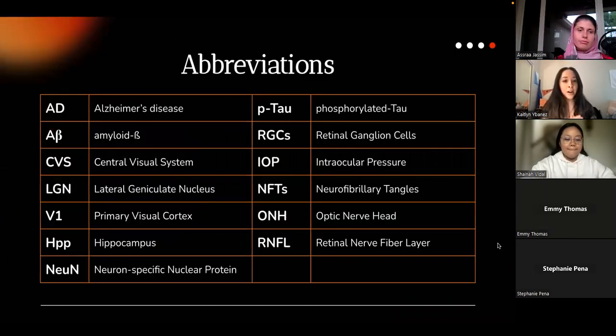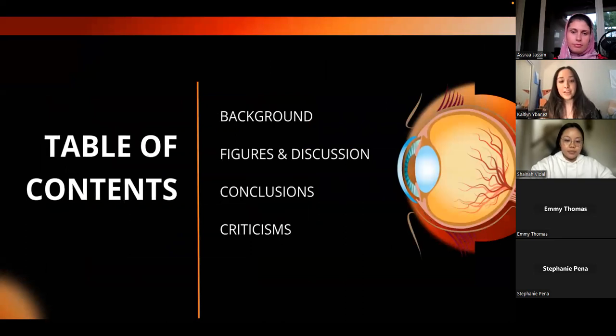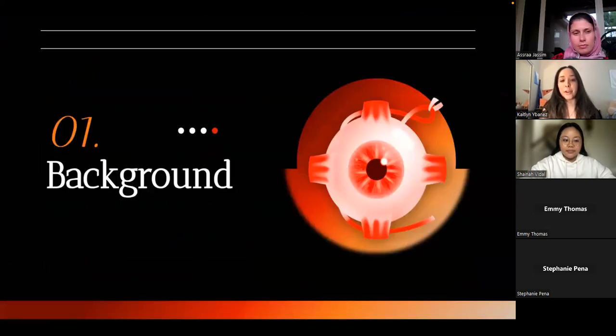Here are the abbreviations that we're going to be discussing today, but we'll make sure to mention them as we go through the presentation. Here are the contents we'll be discussing: we'll be going over some background, figures and discussion, conclusions, and criticisms, first going over some background.